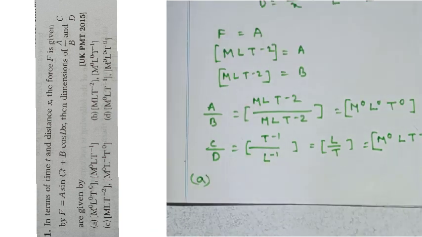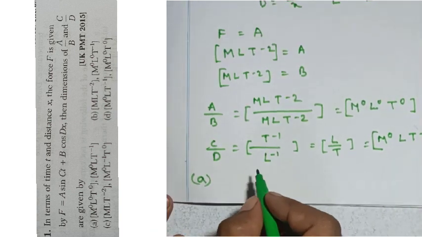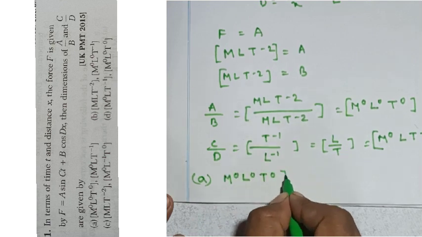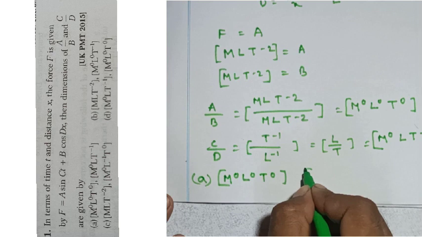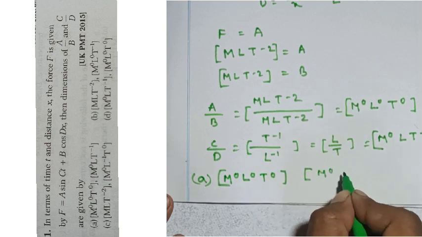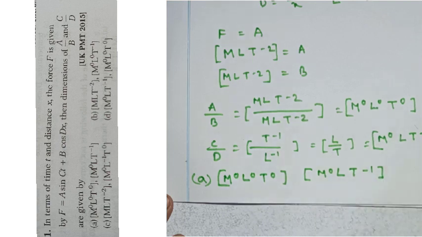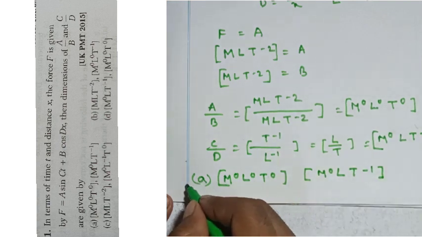So here according to the options, we get the correct option is option A. This is M to the power 0, L to the power 0, T to the power 0, the dimension of A by B, and M to the power 0, L to the power 1 and T to the power minus 1, the dimension of C by D. And our answer is option A.